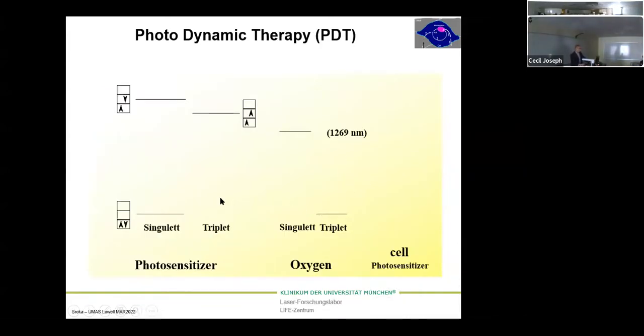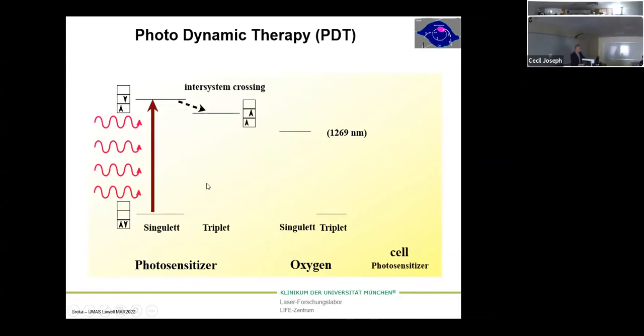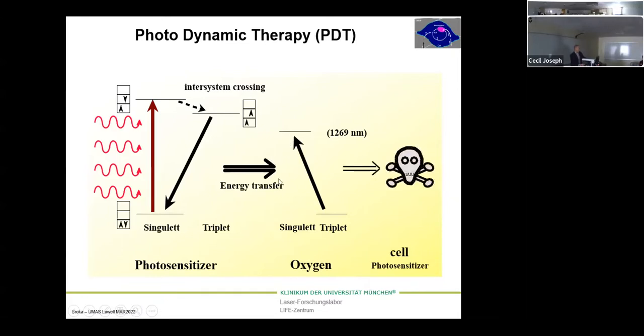The PDT effect is like this. We have this photosensitizer normally in the singlet state. Then by intersystem crossing, the spin changes, and this triplet state can interact with the triplet state of the oxygen, so it is excited to the singlet state. So we receive singlet oxygen, and the singlet oxygen itself reacts with some molecules within the cells to promote cell death.